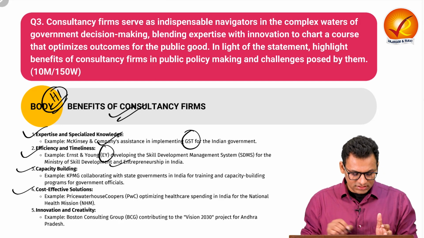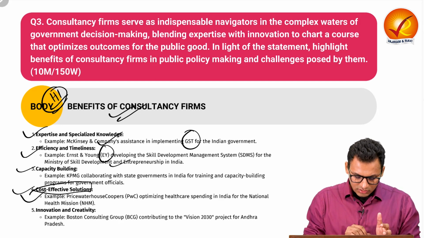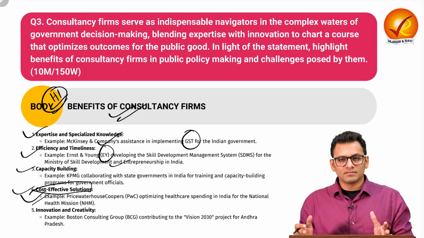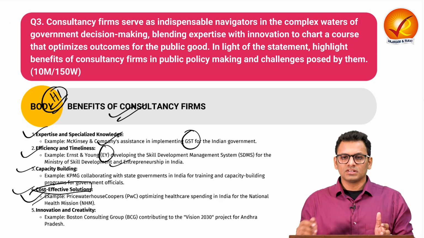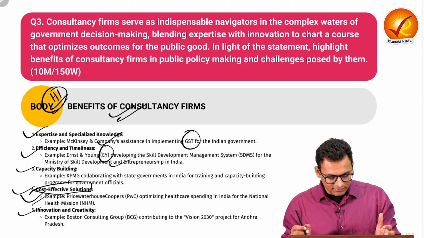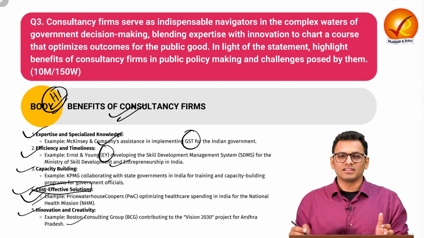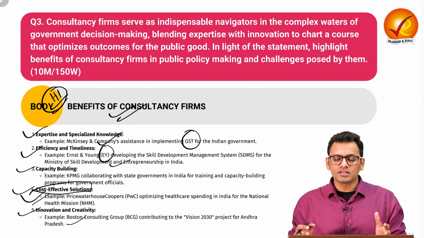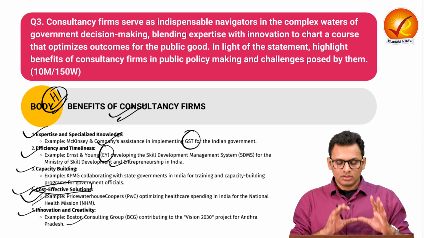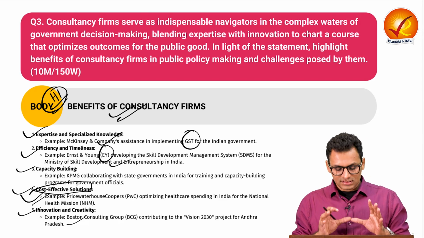The fourth is cost effective solution. Over here, we are talking about how they ensure that there is certain transparency with respect to the implementation and thus cost effective solutions. And lastly, innovation and creativity. Over here, we are looking at certain kinds of ideas which are out of the box and which are not expected from traditional bureaucratic structures and political structures. So this is something you can write for the benefits of consultancy firms.